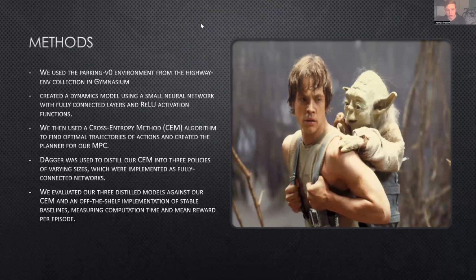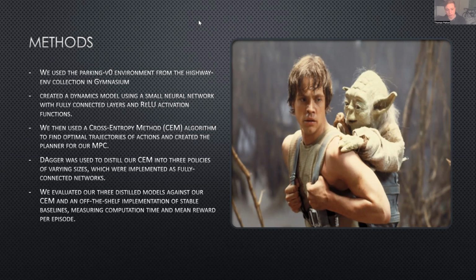So let's talk about how we actually accomplish this. As Adrian said, we used the parking v0 environment, for which the task is essentially to drive a car into a designated parking space. To start, we created a dynamics model by sampling state action pairs from the parking environment, and then training a very small, fully connected neural network to learn this dynamics model.